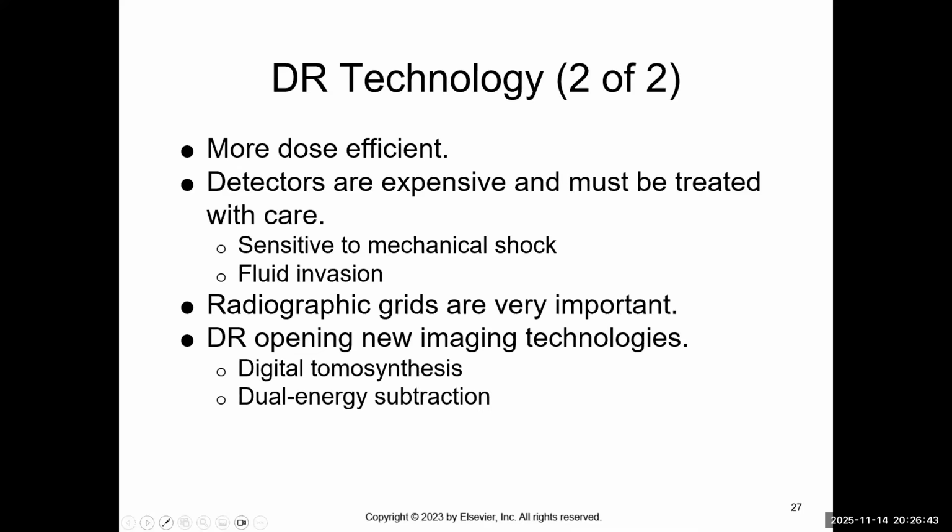They are sensitive to fluid invasion, so if you're going on any portable exams or you're bringing someone in the room where there's a potential for it to get wet based on blood or some sort of fluid, we want to make sure that we're putting them in the appropriate bags to protect the equipment or the detector, because it's very expensive. They are just like any other cassette. Grids are important to clean up the scatter.